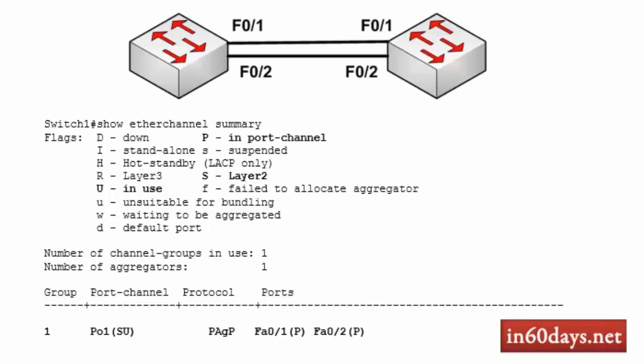You can see the output, and you can see the port channel is up. The S is layer 2. The U stands for in use. Protocol is PAgP, and the port status, capital P in brackets, is in the port channel. So an important command for you to remember, and we're going to be doing this in the lab.